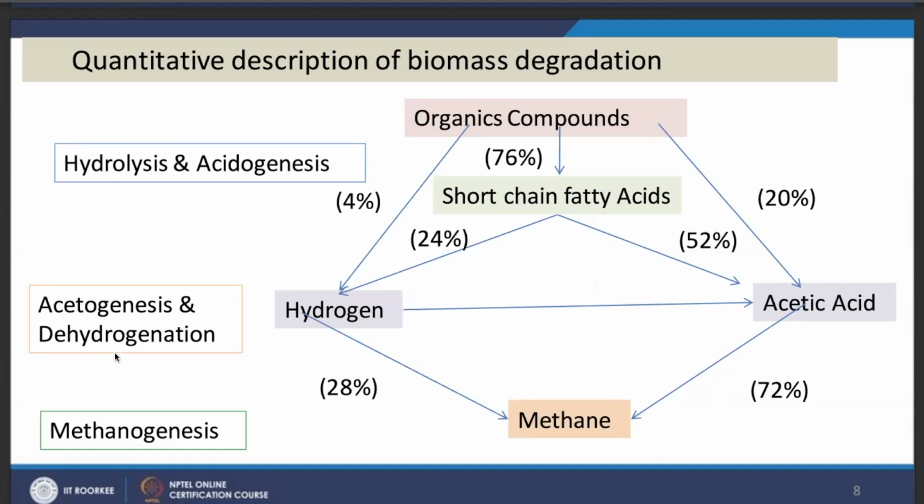So these are the three basic stages of anaerobic digestion: the hydrolysis and acidogenesis, which makes short chain fatty acids; acetogenesis and dehydrogenation, which helps in either metabolizing the acetic acid or combining the hydrogen with carbon dioxide to make methane. And the process of making methane is called methanogenesis, right?